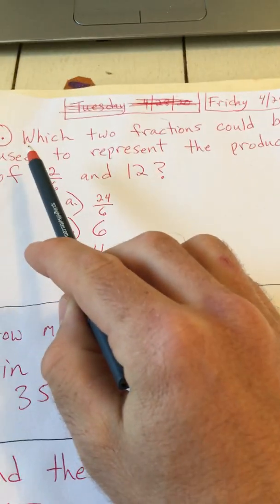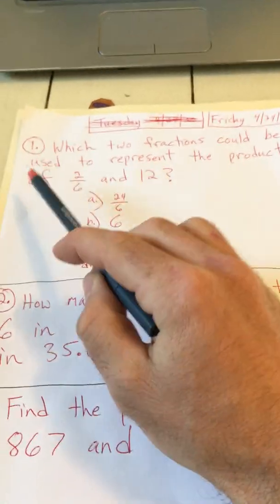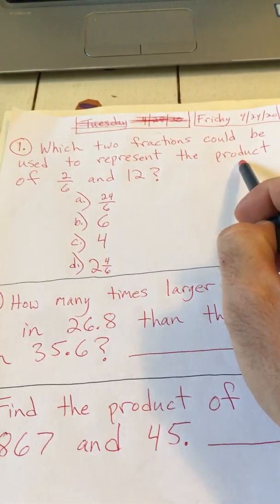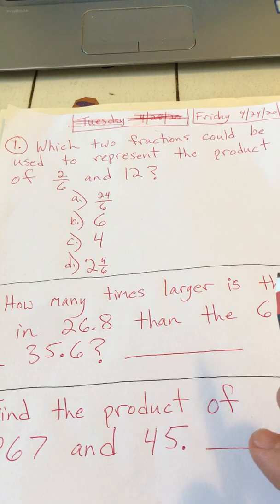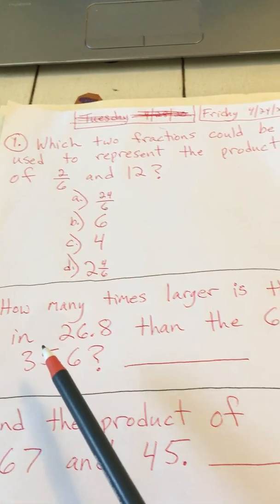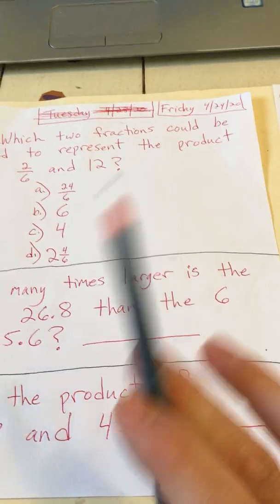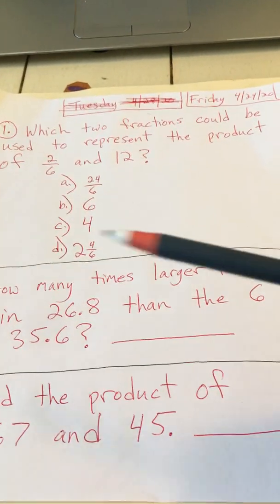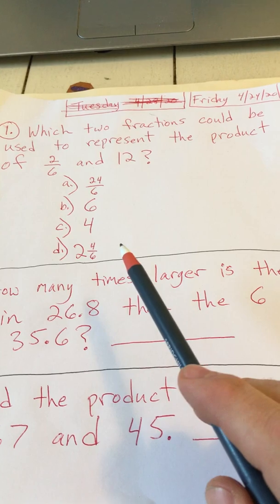Okay, let's start with number 1. Which 2 fractions could be used to represent the product of 2/6 and 12? And then it gives us options, A, B, C, or D. So I'm going to read it just the first time through like I did. Now I'm going to read it again and start thinking a little more carefully about it.